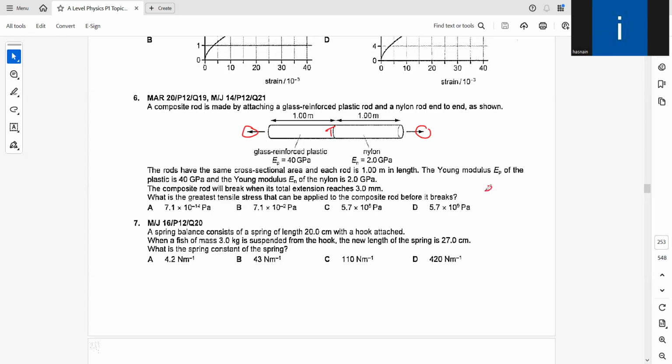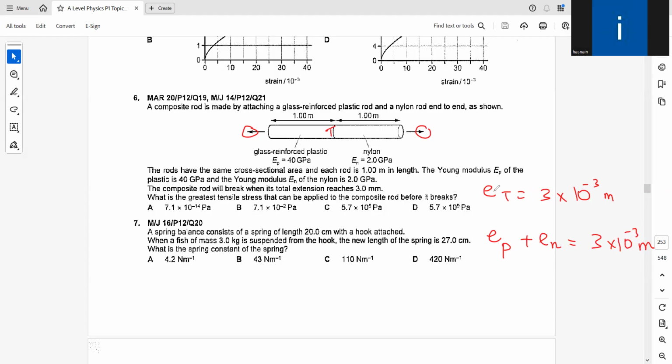That means the total extension, if it is 3 exponent minus 3 meters, then it is going to break. So the total extension will have some extension of the plastic rod and that of the nylon rod, and that should be 3 exponent minus 3 meters. Okay. So now I have to find out the extension of the plastic rod.